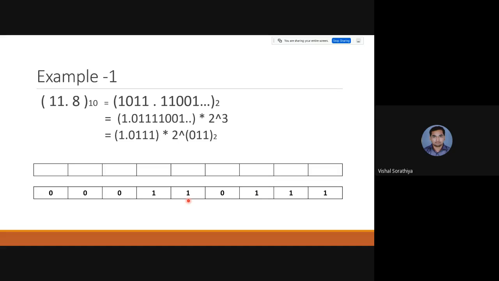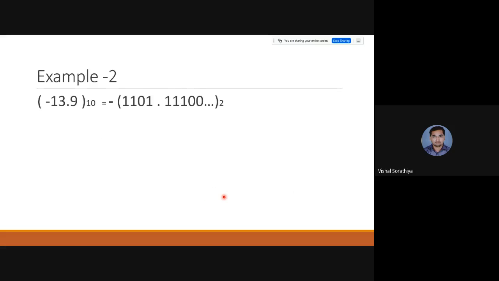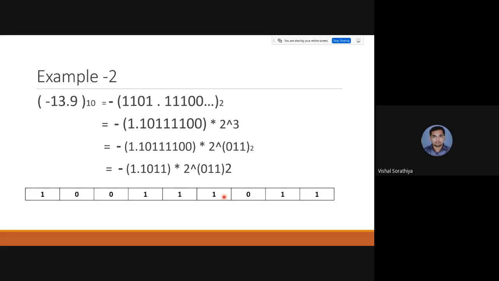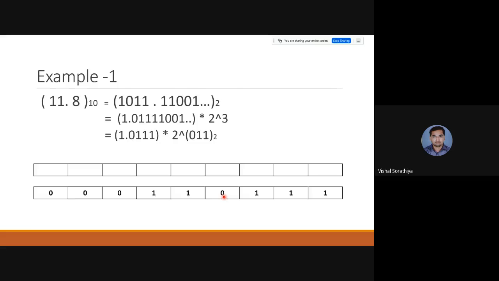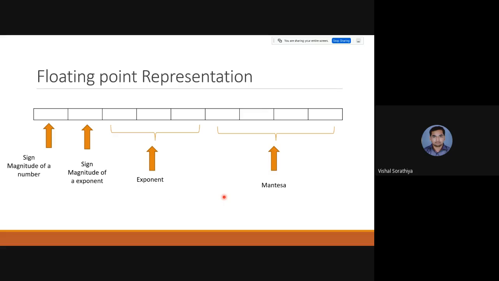So I can say initially that the number is going to be positive. Let me go with that example. 1, 1, 0, 1, 1. Okay. So first it will start with the sign, then the sign magnitude of the exponent, and then the exponent. Then there is the rest of the number.